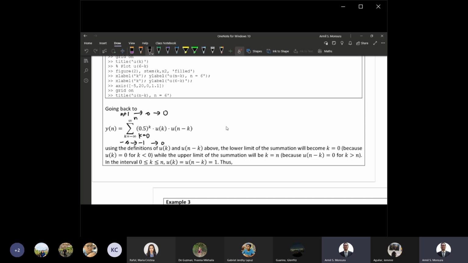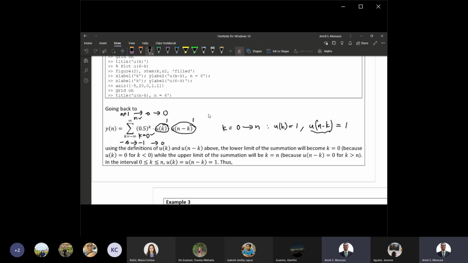Okay? So, if your k is from 0 up to n, the u of k is equal to 1, because k is positive. While the u of n minus k is also 1, because this is 1 when k is less than n. So magiging 1 din to. So ibig sabihin, yung limits ng summation natin, papalitan natin ng 0 to n. And at those values of k, ito magiging 1, ito magiging 1 din.